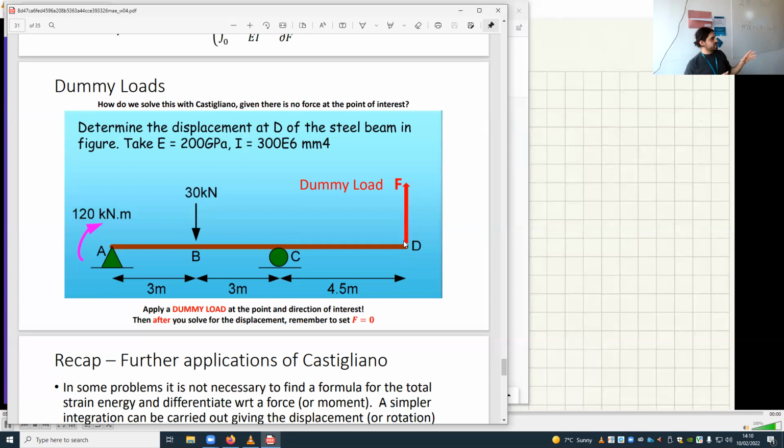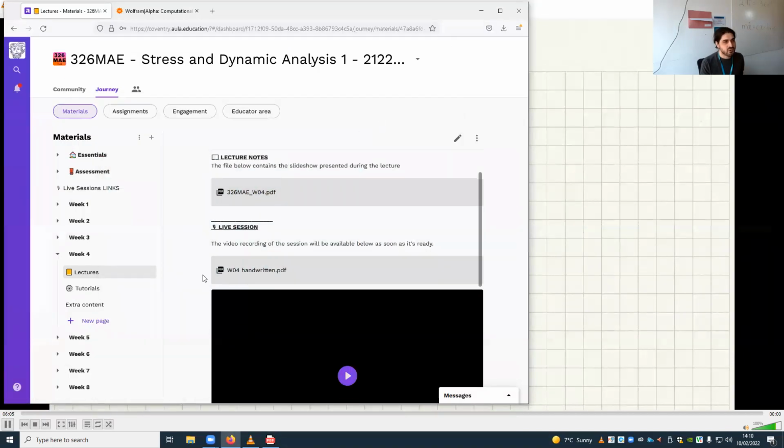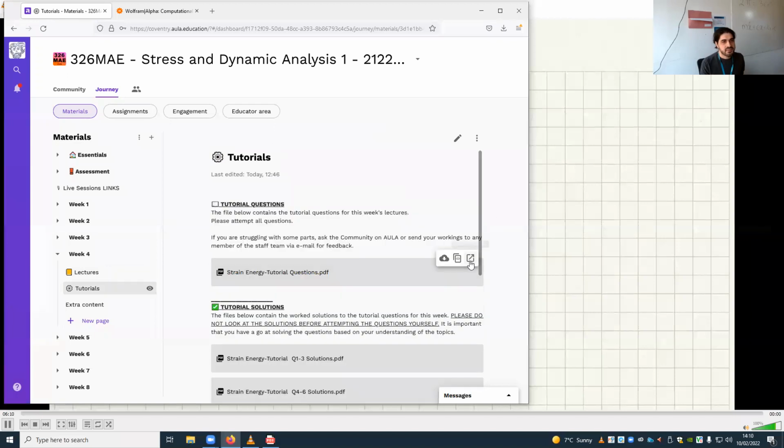And whatever term has that force cancels out. Whatever does not depend on that force is what is effectively a deflection. Okay, so I think we wasted a bit of time on this. So let's solve the tutorial questions. I'll go here and I'll open this.